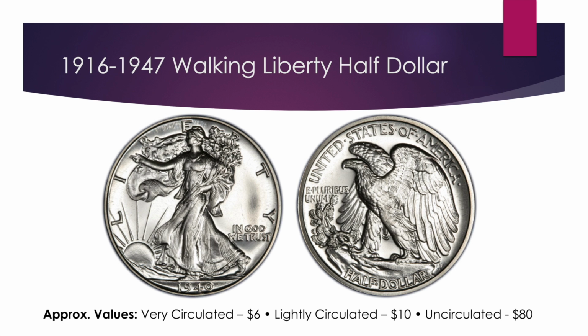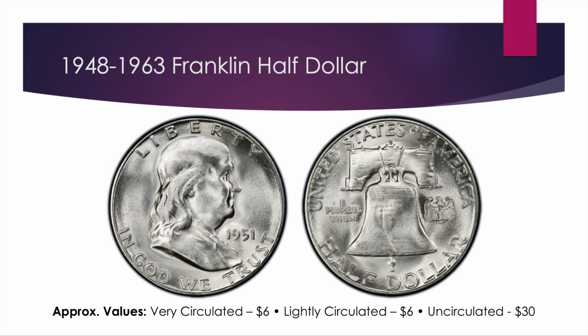Values on these, the very circulated ones are just worth their silver content. Lightly circulated might be slightly better, but generally still at the silver content range, maybe a few dollars over. And then uncirculated are about $80. So they're definitely coming down in value from the previous ones. And that trend would continue with the Franklin $50, which are almost always worth spot unless they're uncirculated and especially have full bell lines. We'll talk about that.